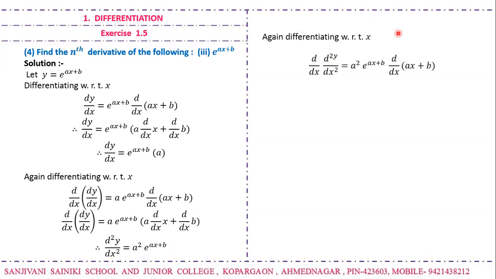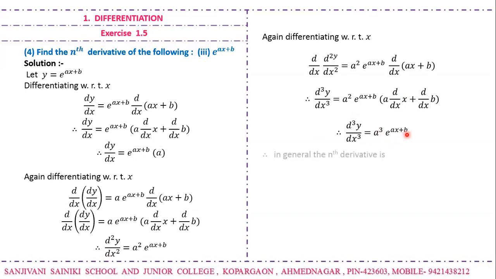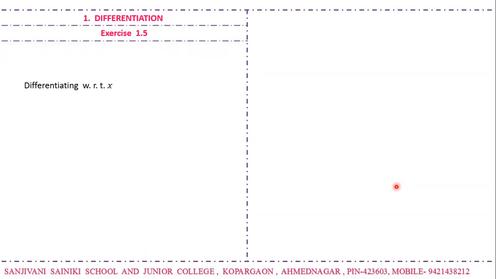So again differentiating with respect to x. So this is the third order derivative. Again we are getting a from this derivative. So first a square, and again we are getting a. So a square into a is a cube. So the third order derivative is a cube e raised to ax plus b. So we can generalize this to find the nth order derivative as d^n y by dx^n is a raised to n into e raised to ax plus b.